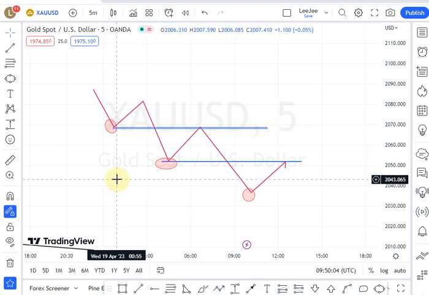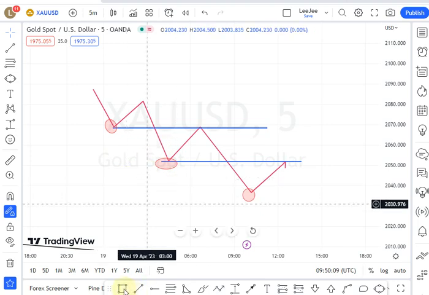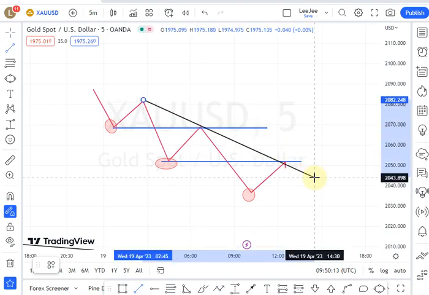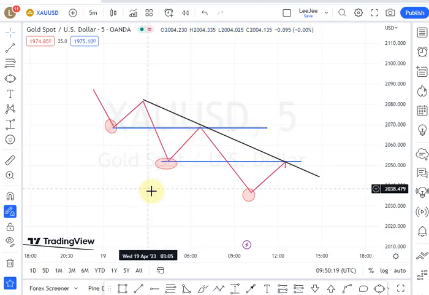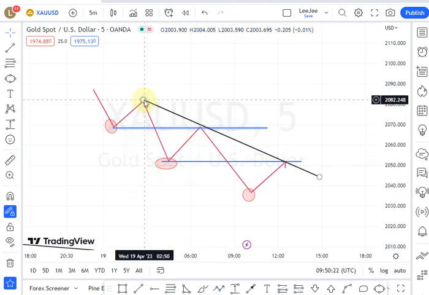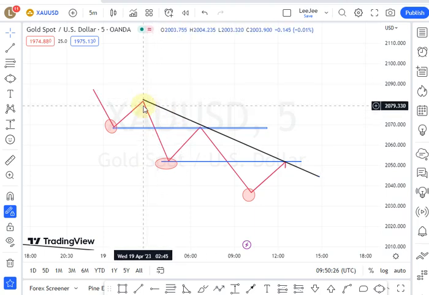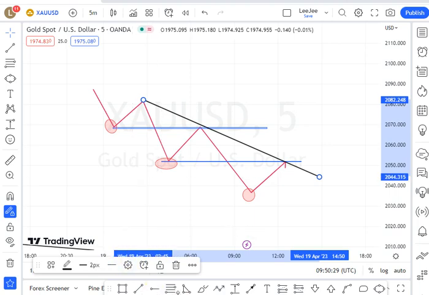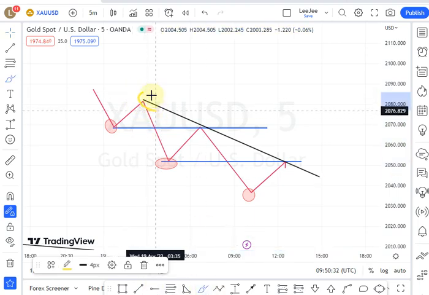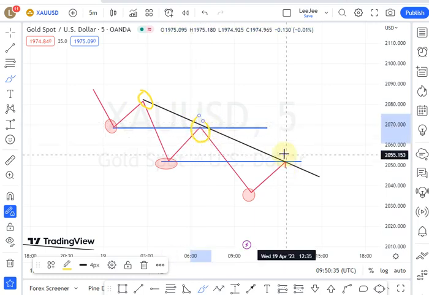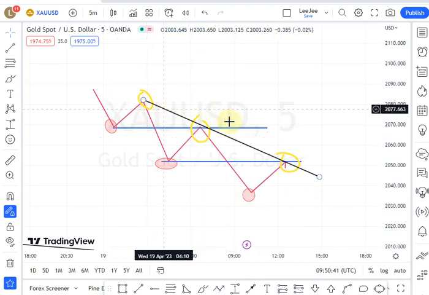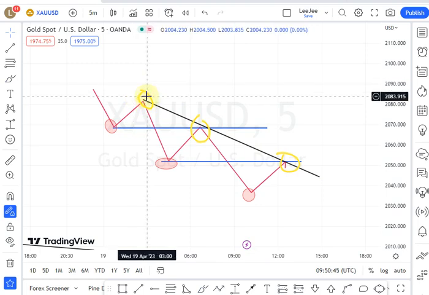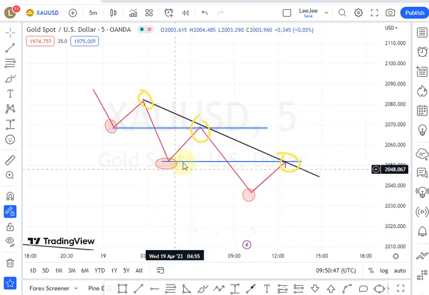Okay, so when I talk about entries, guys, when price is trending down, this is a downtrend. So when price is trending down, what do we do? We only take sales at the highs. That is the lower high over here. This is where we take sales. Let me draw this. This is where we take sales. I repeat, when the price is in a downtrend, you only take sales at the lower high, not the lower low, okay?